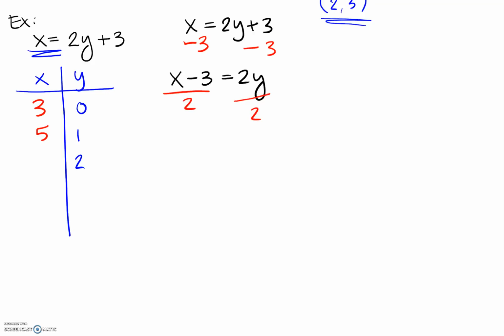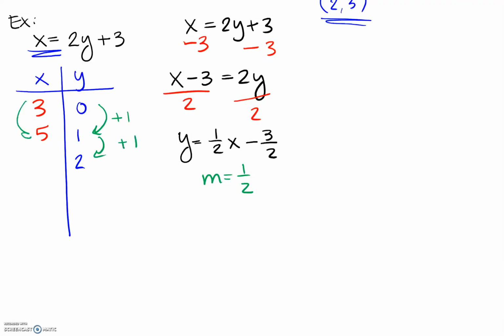And so we end up getting that y is equal to 1/2 x, right? x divided by 2 is the same thing as 1/2 times x, minus 3 over 2. We can split this into 2, both pieces are being divided by 2. So we kind of know we have our slope now. It's 1/2. This is why, again, we could see this plus 1, plus 1. Our change in y is plus 1, while our change in x is plus 2 over here.